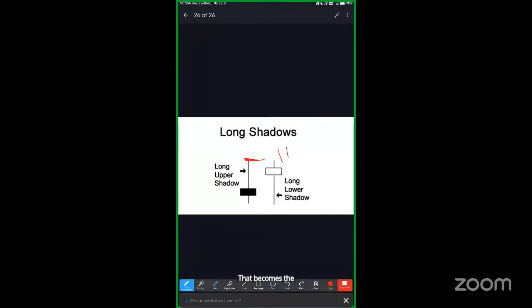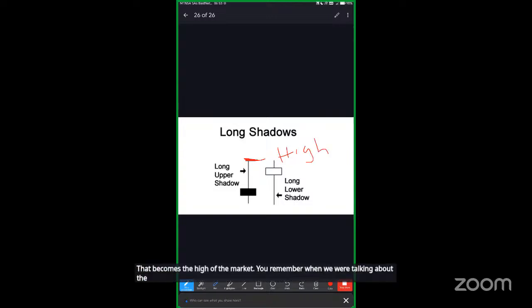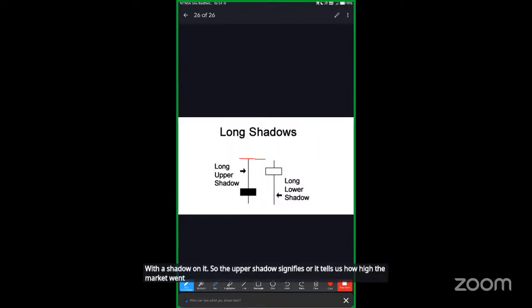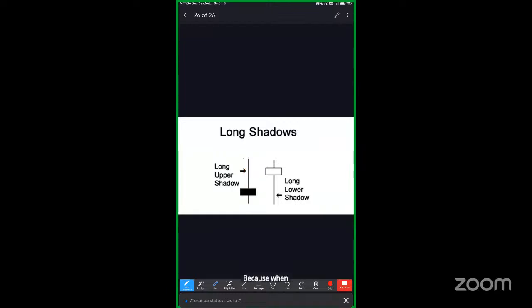You remember when we were talking about the candlestick anatomy with a shadow on it. So the upper shadow signifies, or it tells us, how high the market went. Because when you draw your line over here and come to this side on your TradingView application, on this side there are prices, right?